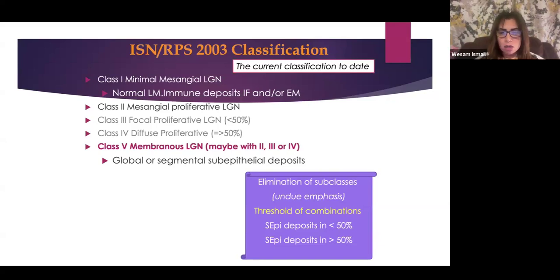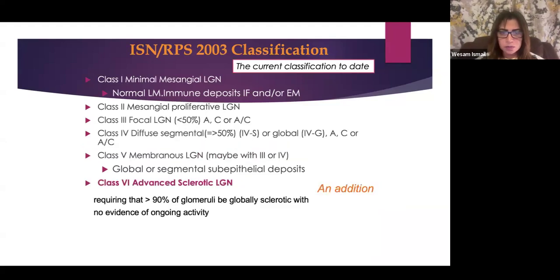So always, we don't need to have undue emphasis on combined classes. It's more important to recognize that this class could have a combined classification, and this is why the subclasses, which was with class 2, class 3, or class 4, were eliminated because they are not that important clinically.